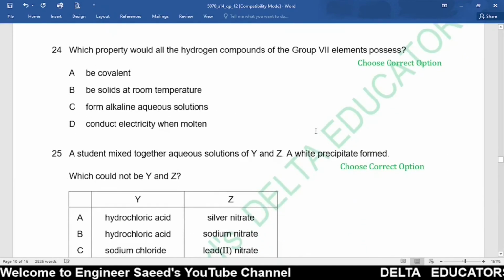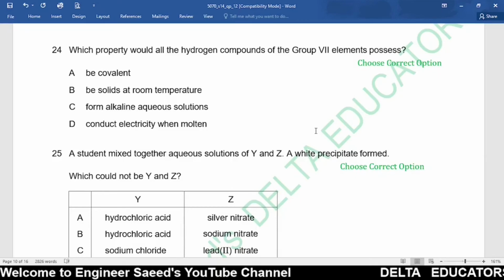Question number 24. Which property would all the hydrogen compounds of the group 7 elements possess? Option A, be covalent. Yes, it is the correct option. When hydrogen combines with a 7A group member, it shares one electron, and the bond formed by the sharing of electrons is called a covalent bond. So option A is the correct option. What is given in the other options? In B it is given solid at room temperature. No, it is incorrect. HCl, hydrogen chloride, is a gas. It is not solid at room temperature.